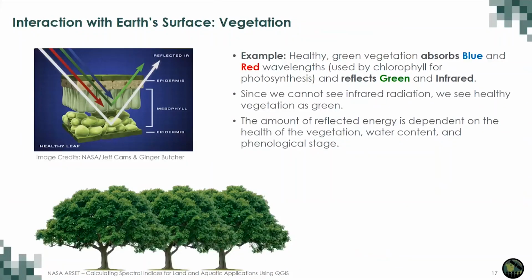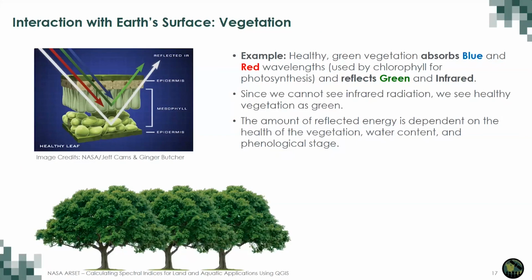This is a simplified example of what happens with electromagnetic energy for green vegetation. The figure on the left shows incoming radiation in the visible, blue, green, and red, and near-infrared wavelengths. Blue and red wavelengths are absorbed by green vegetation, and green and near-infrared wavelengths are reflected. This is primarily because of the chlorophyll in the leaves.